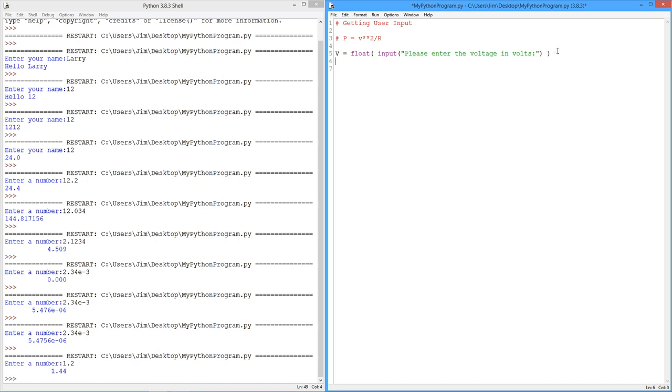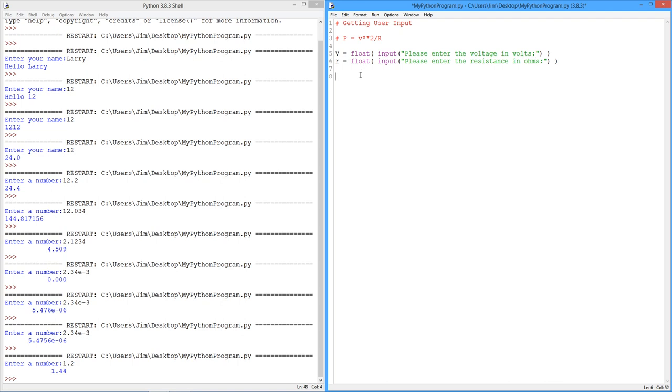Now I'm going to do the same kind of thing for the resistor value. And since I'm kind of a lazy person, I'm just going to update this like so. Please enter the resistance in ohms.